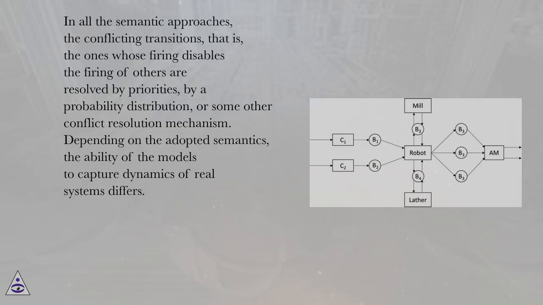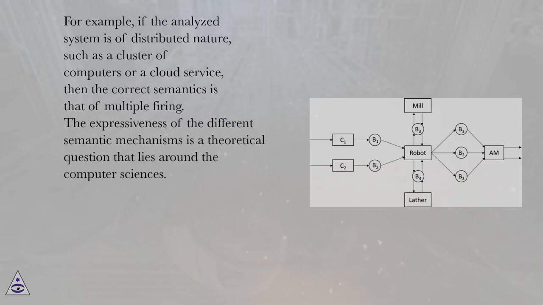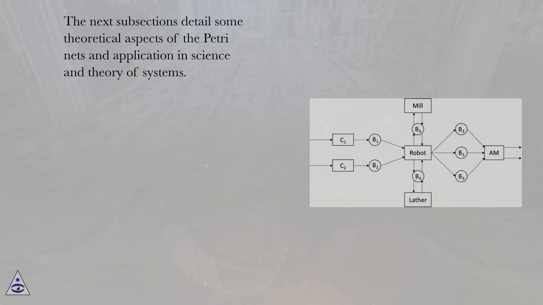Depending on the adopted semantics, the ability of the models to capture dynamics of real systems differs. For example, if the analyzed system is of distributed nature, such as a cluster of computers or a cloud service, then the correct semantics is that of multiple firing. The expressiveness of the different semantic mechanisms is a theoretical question that lies around the computer sciences. The next subsections detail some theoretical aspects of the Petri nets and their application in science and theory of systems.